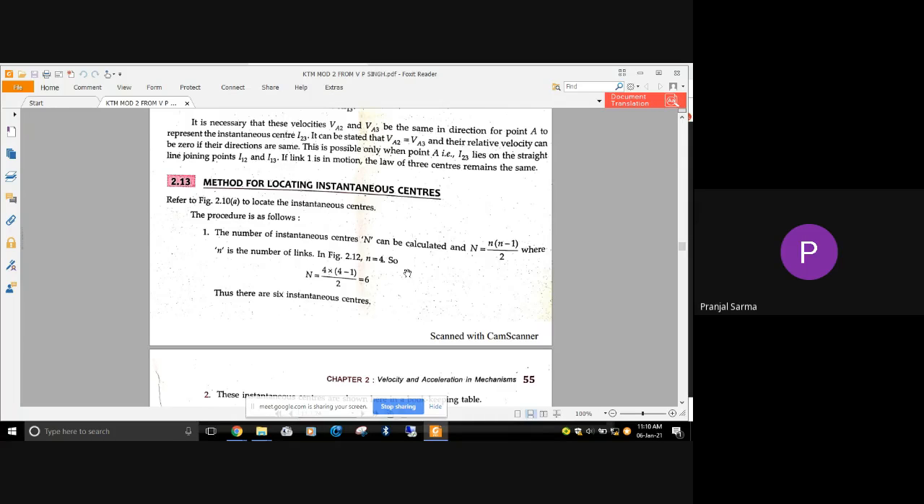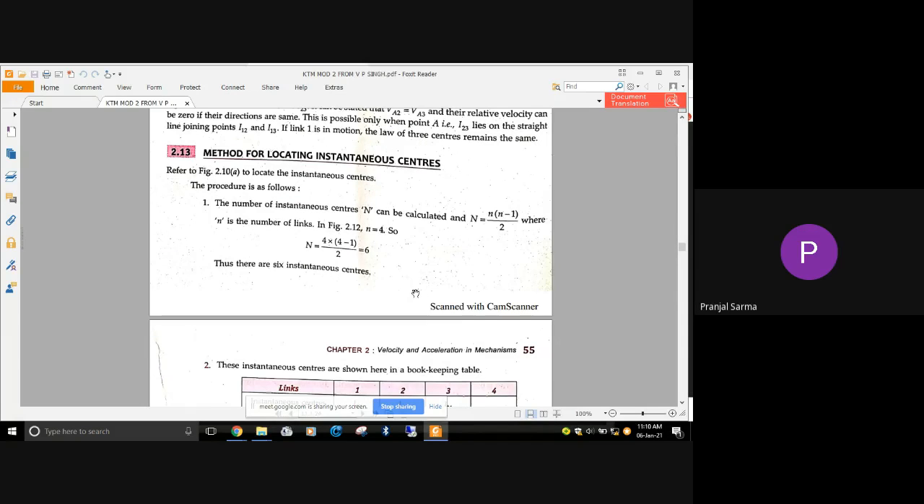Next, if it is the instantaneous center method, we must know how many instantaneous centers there are for that mechanism. For that, we had this equation: the number of instantaneous centers is n into n minus 1 divided by 2, where n is the number of links. So depending on the type of mechanism, you should be able to number the links, find the number of links, and use this small equation to find how many instantaneous centers there are.